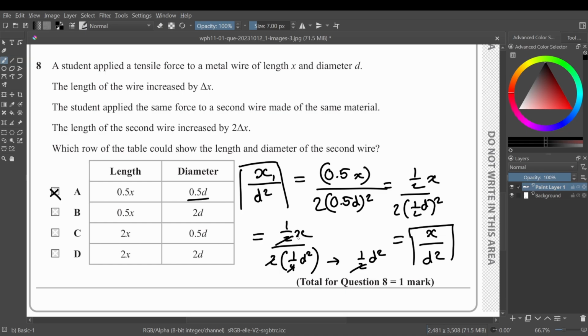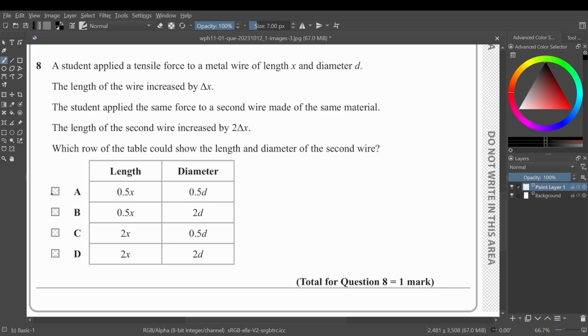Let's check the other options as well, which is B, C and D. So let me erase it. Your A option is correct. So let's check the other options as well.